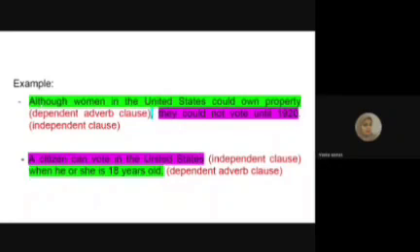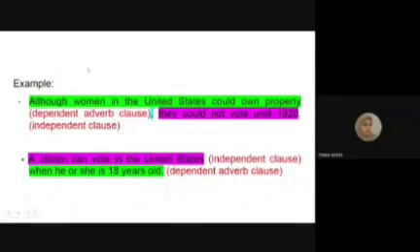So here: although women in the United States could own property, comma, they could not vote until 1920. As a complex sentence, here we have two clauses. The first clause that starts with although is the dependent clause that carries the less important idea. The other clause, they could not vote until 1920, is the independent clause that carries the most important idea of the sentence. So what is the most important idea? The most important idea is that women were not able to vote in the United States until 1920.